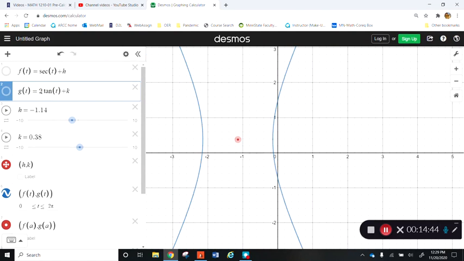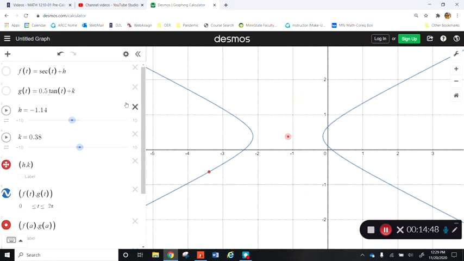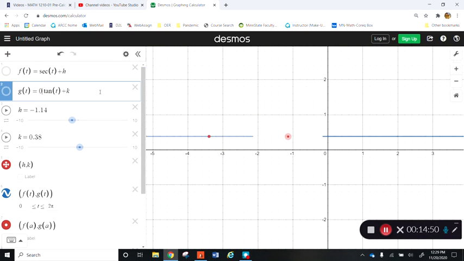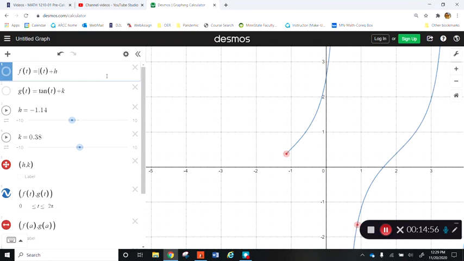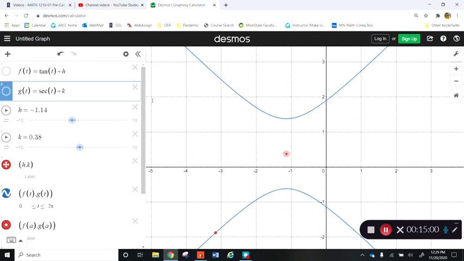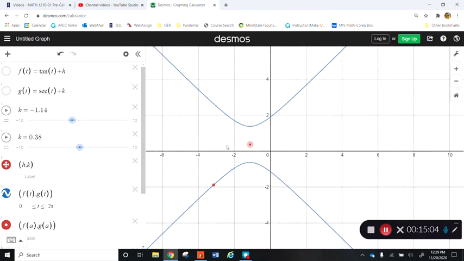You can do this, or you can do it like that, make it a half, kind of do whatever you want with the scaling. So there we go. And by the way, if you wanted to make it vertical, all you've got to do is change the order of these things. So use tangent and then secant. If you swap the order, then it becomes vertical instead of horizontal.